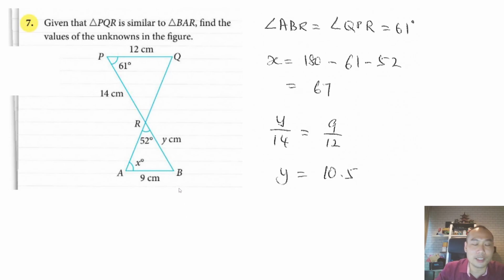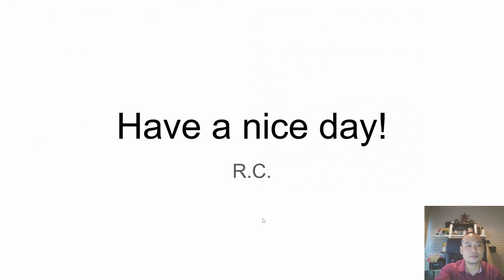Next, they want us to find the length y. So back to the same thing. When we want to find the length in a similarity type of question, we compare the ratio. So y over 14, because that's what it corresponds to, is going to be equal to 9 over 12, because 9 and 12 correspond, right? So line up the ratio, work it out. Y is 10.5.